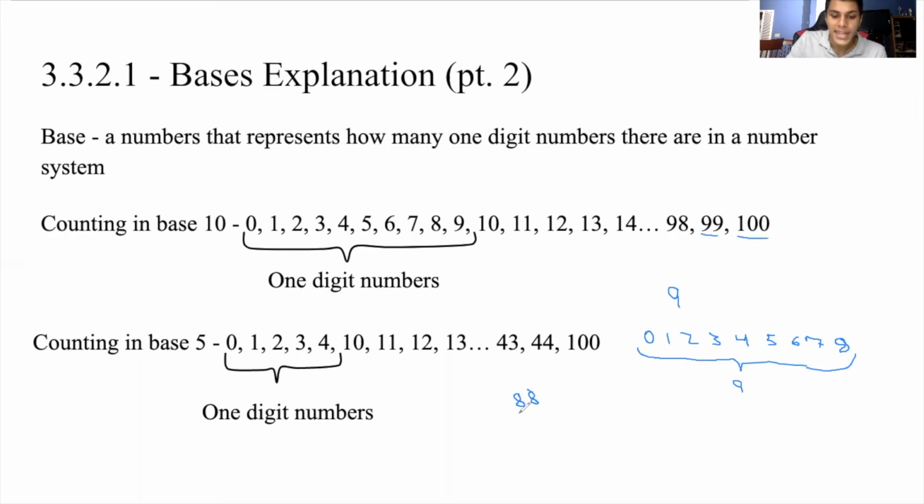In base 9, 88 is the highest 2-digit number that can be created because it's created only out of 8s. And since there's no higher one-digit number that you can use to create this number, we have to go to 100. So in base 9, 100 is right after 88.